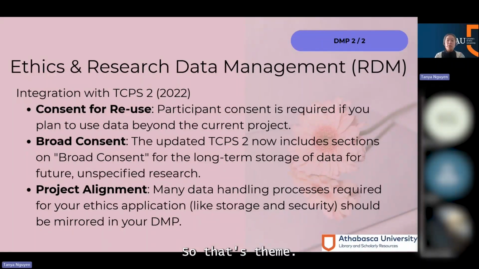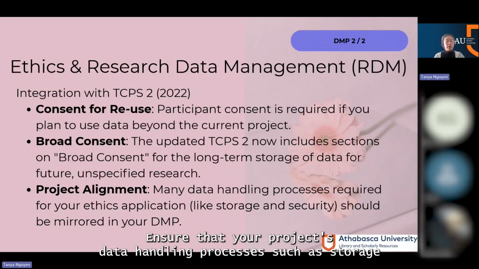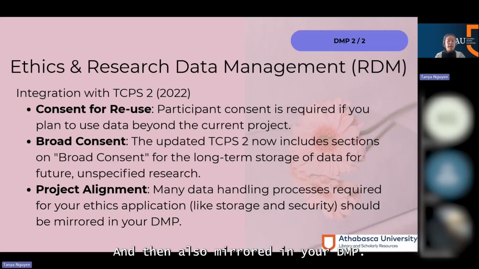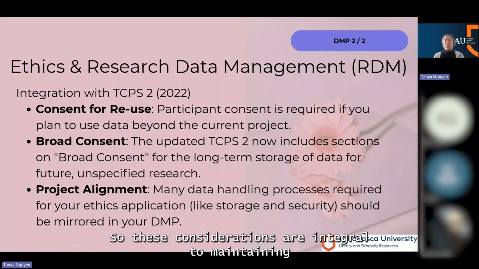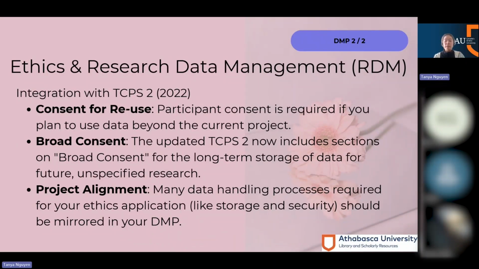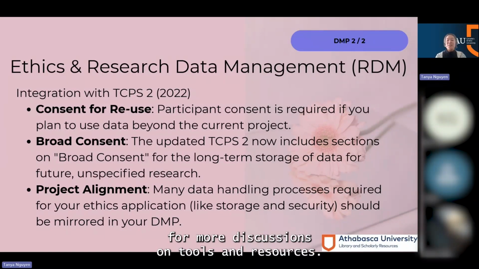Okay, so lastly, ensure that your project's data handling processes, such as storage and security, are aligned with your ethics application and also mirrored in your DMP. These considerations are integral to maintaining ethical integrity in your research and set the stage for more discussions on tools and resources.